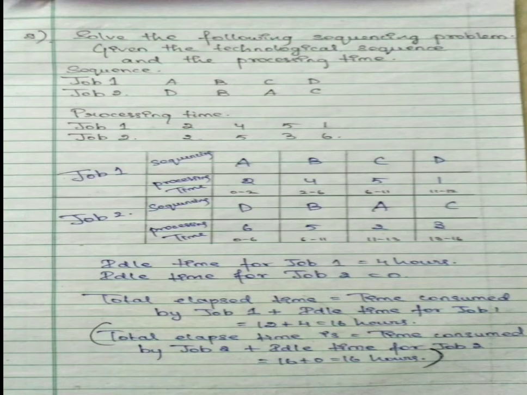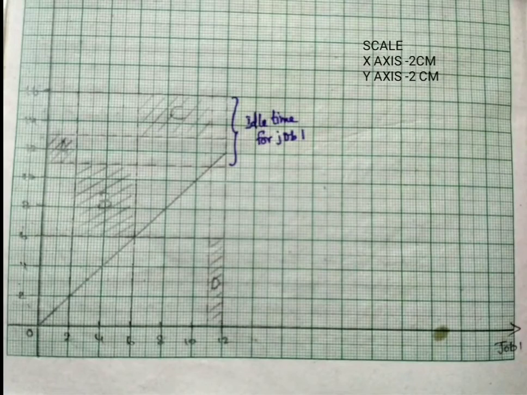For job 2 the processing time will be different because the sequencing is D, B, A, C. So you have to write 6, 5, 2, 3. So for this we have to come up with the graph. For the graph, M1, that is machine A, will be calculated: job 1 means 0 to 2, and for job 2, 11 to 13. So you have to draw the line for 0 and 2. Similarly for job 2, you have to draw the line for 11 to 13. The intersection space is machine A.